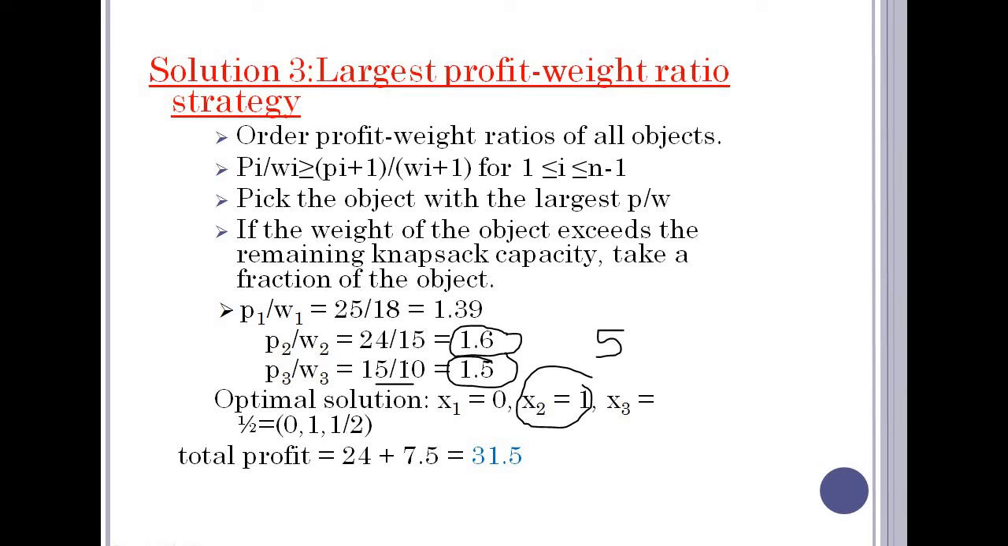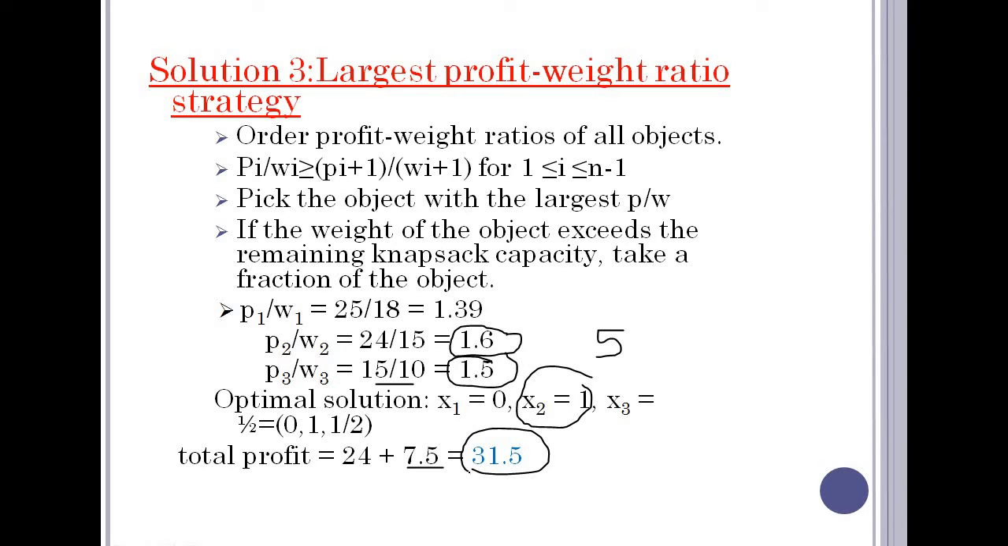So I will take only half of it, and the profit is also half, which is 7.5. So 24 plus 7.5, I will get the total profit as 31.5. So we can see that it is the optimal solution.